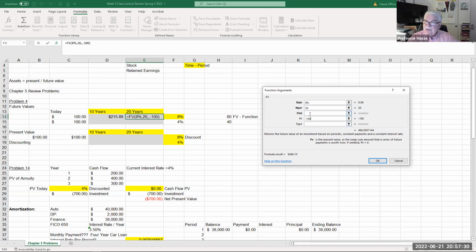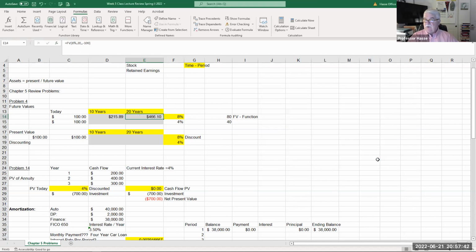You would use the payment line if you're making a series of payments over a time period. But for a one-time investment, you just use the present value section. And that equals $466.10. So naturally, the long, simple, common investment definition, you hold the money longer, you're going to make more money.